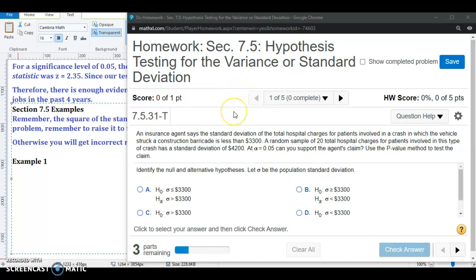So this is problem 1 from the homework in section 7.5, and it says that an insurance agent says the standard deviation of the total hospital charges for patients involved in a crash in which the vehicle struck a construction barricade is less than $3,300. A random sample of 20 total hospital charges for patients involved in this type of crash has a standard deviation of $4,200. So at the significance level of 0.05, can you support the agent's claim? And it says use the p-value method to test the claim.